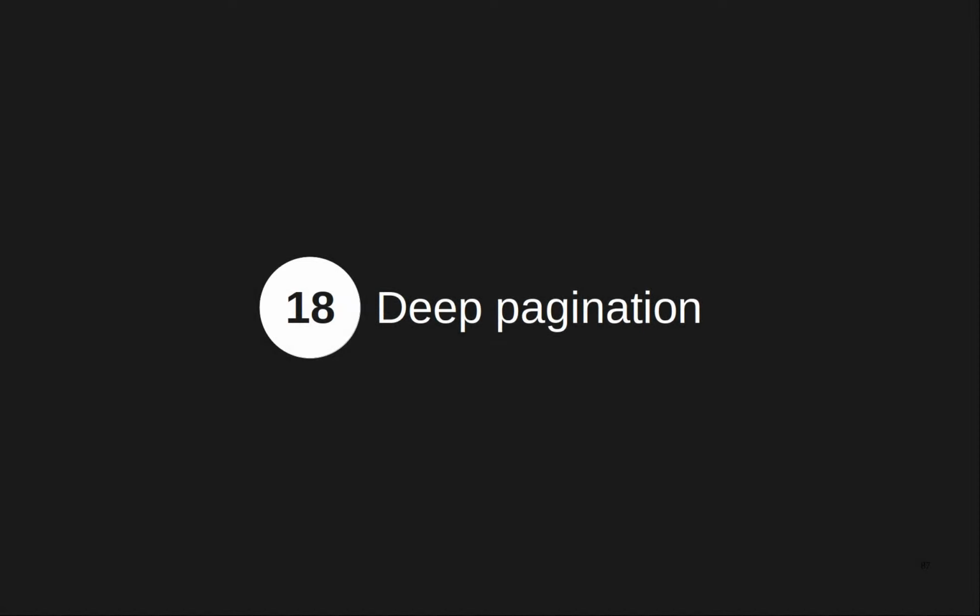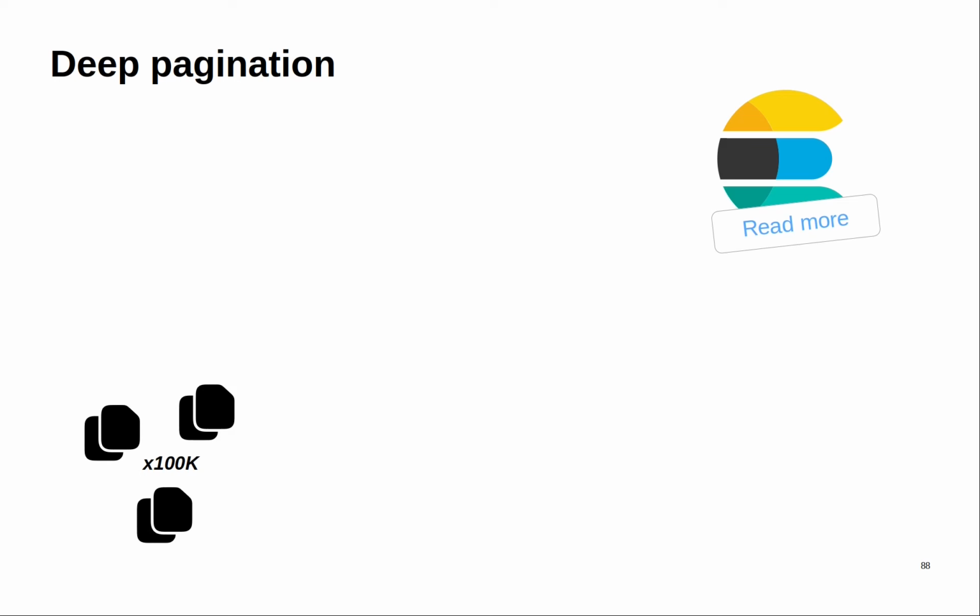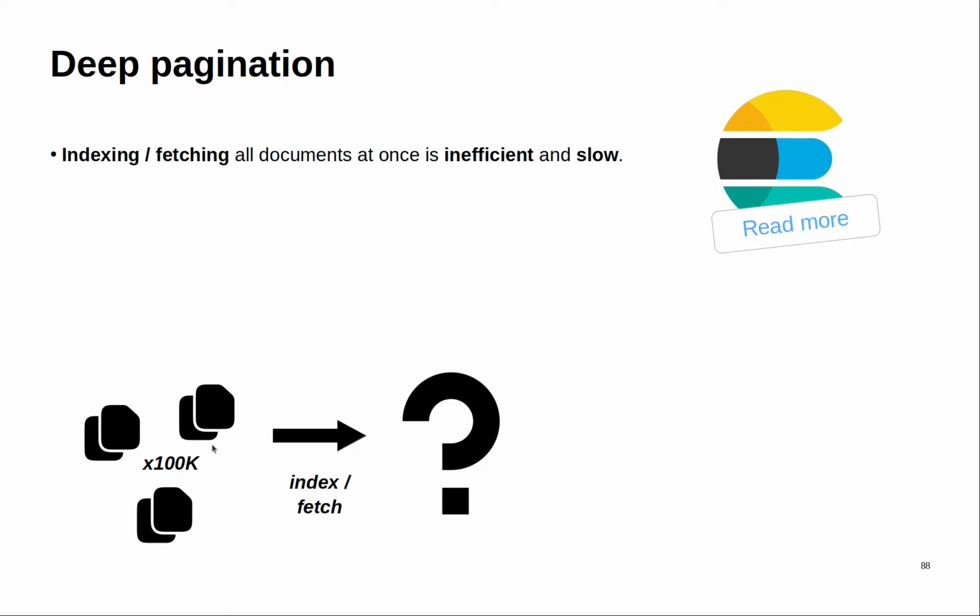Hello everyone! In this video, I will show you the concept of pagination in Elasticsearch, specifically focusing on deep pagination. Imagine you have 100,000 documents stored in an index. How do you efficiently retrieve the information you need? This is an important question because attempting to fetch all documents at once can be inefficient and slow.